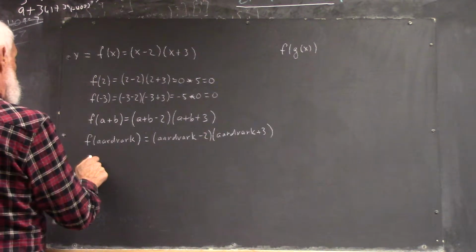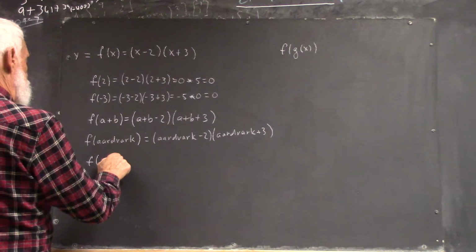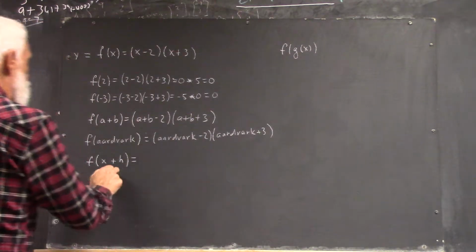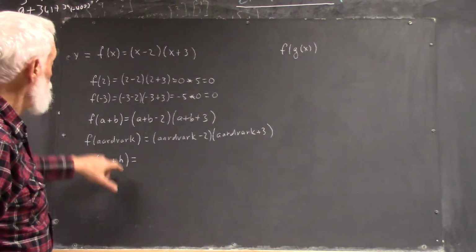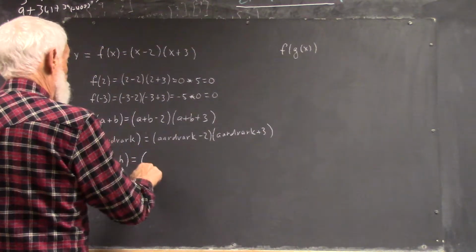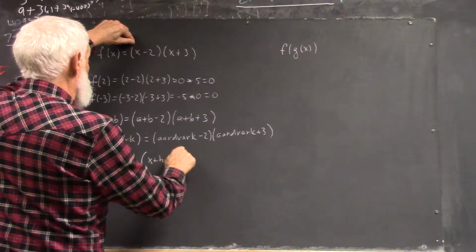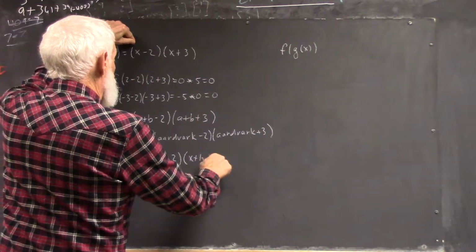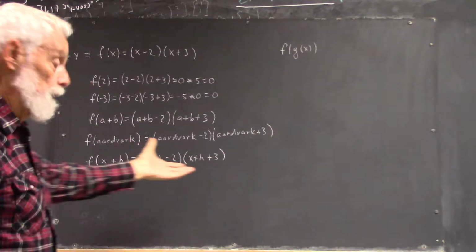What about f of x plus h? Now this often confuses people because we've got an x here, we've got an x here, but we're saying that x is replaced by x plus h. Well, if we do what we do for function notation, that means this x is going to be replaced by x plus h, and this x is going to be replaced by x plus h. Very simple.